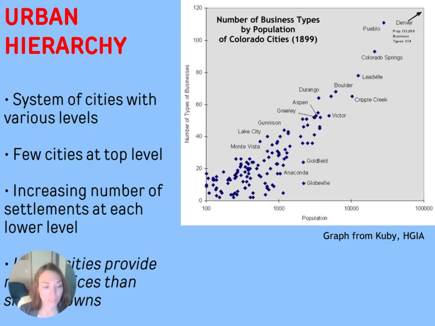And one of the main things that we look at is urban hierarchy. So this is basically ranking different cities with different levels, and they do this in several different ways. This graph right here, if you see the y-axis here, number of types of businesses, by the x-axis here, population, this implies that larger cities provide more services than smaller towns. And also there is an increasing number of settlements at the lower levels. There's going to be less of the larger.